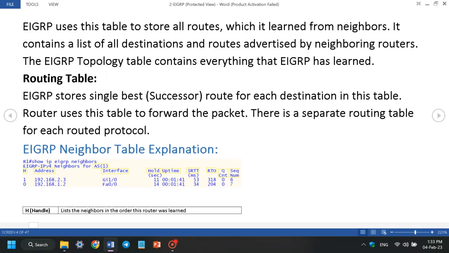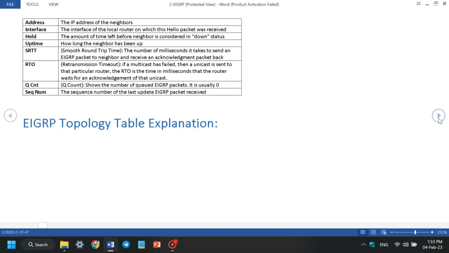We can see here an example of the EIGRP neighbor table explanation. See, address, interface. These two are the connected neighbors of this router, and the AS number is 1. This is an example of the EIGRP neighbor table. See, there are only 2 routers connected. Okay, we have the explanation for all that.